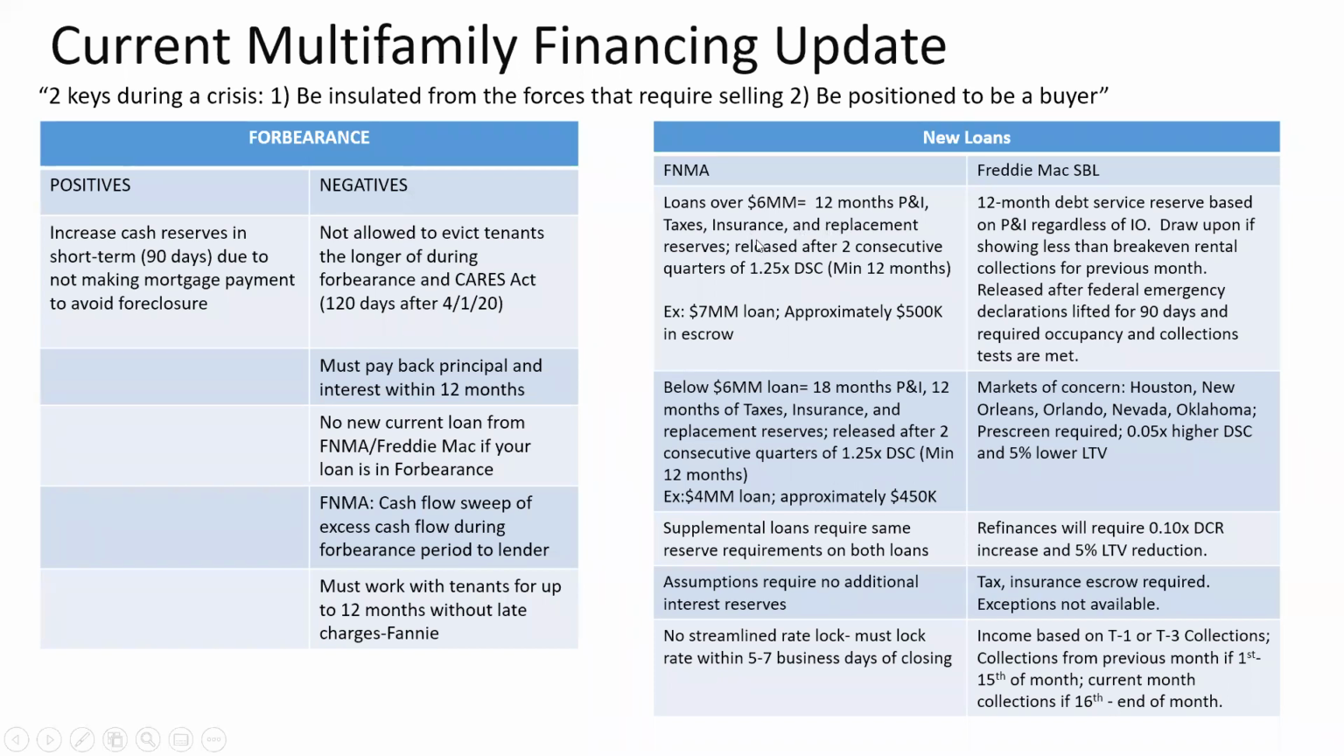And that's how they came up with the calculation, but they look at it as like on the $7 million loan, 500,000 in escrow, they look at that as sort of like a lump sum. And that lump sum is not going to be released until, first of all, they're going to wait 6 months. And then they're going to need 2 consecutive quarters of 1.25 debt service coverage. So essentially you're going to have that up for about 12 months at a minimum.